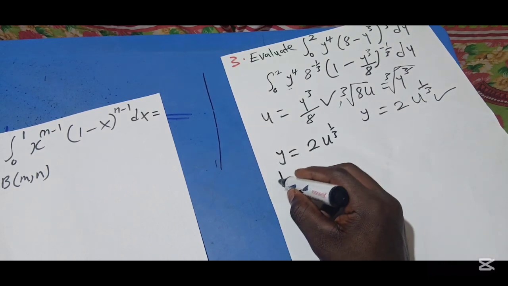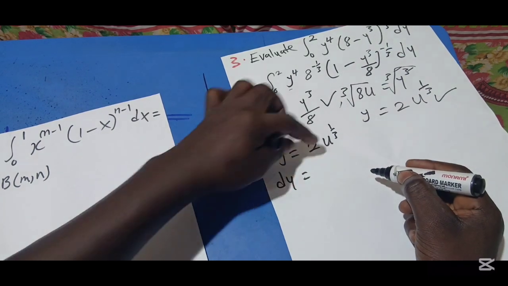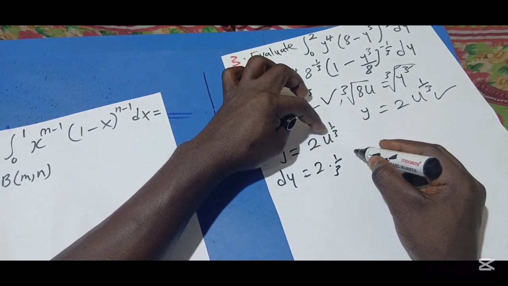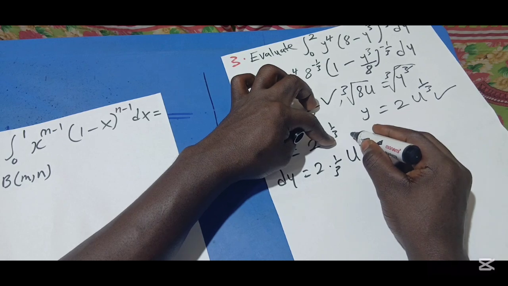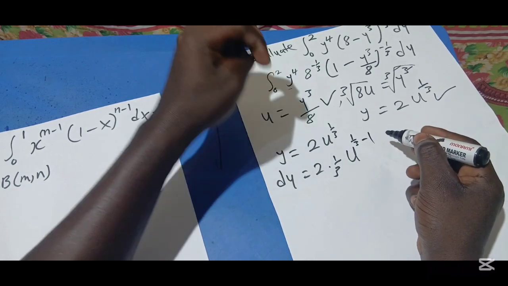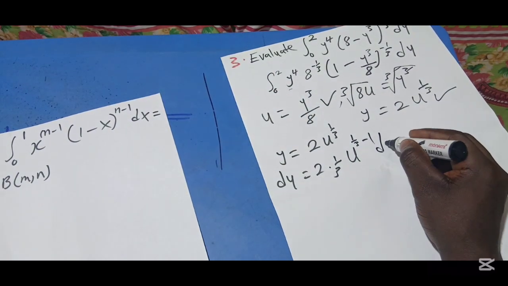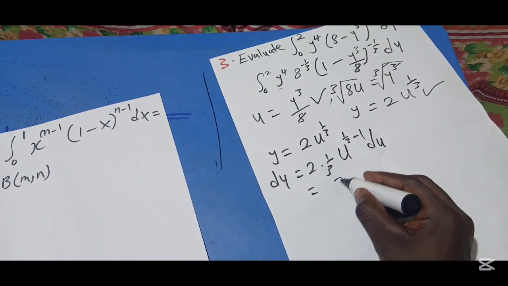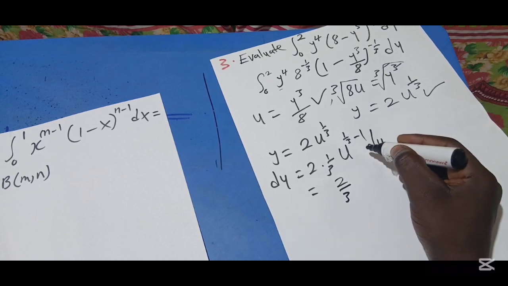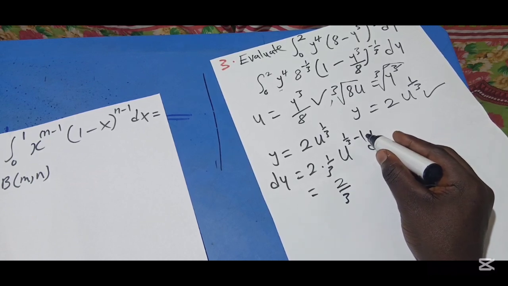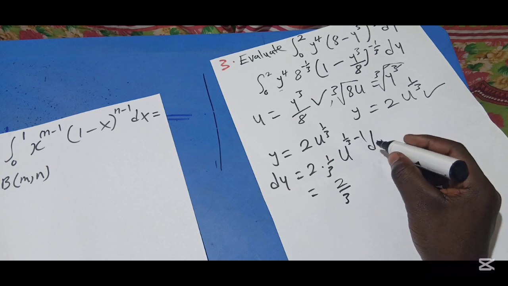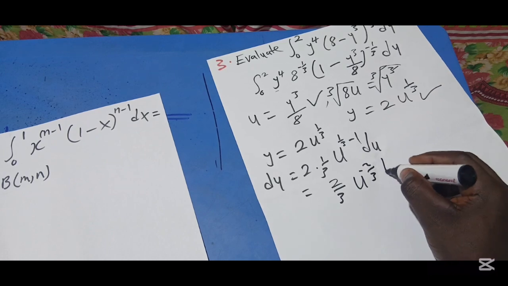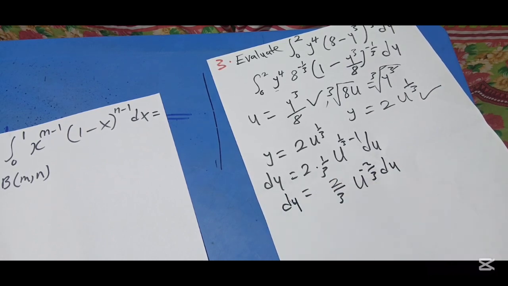So dy is going to give us, we multiply everything by the power of u. So 2 multiplied by 1 on 3, u to the power 1 on 3 minus 1, the power decreased by 1, then du. Simplifying, 2 times 1 on 3 gives us 2 on 3. And 1 on 3 minus 1 gives us an exponent of u to the power minus 2 on 3, du. So this is our dy.